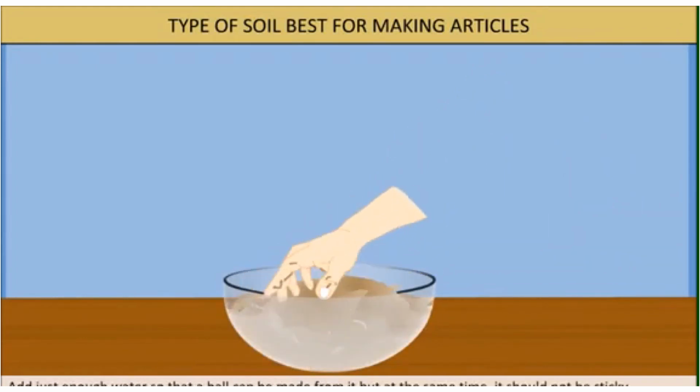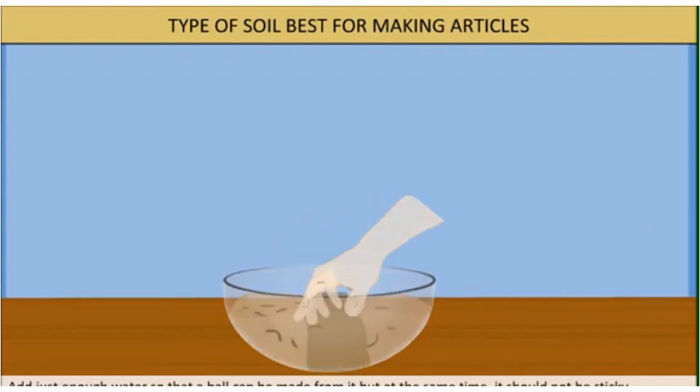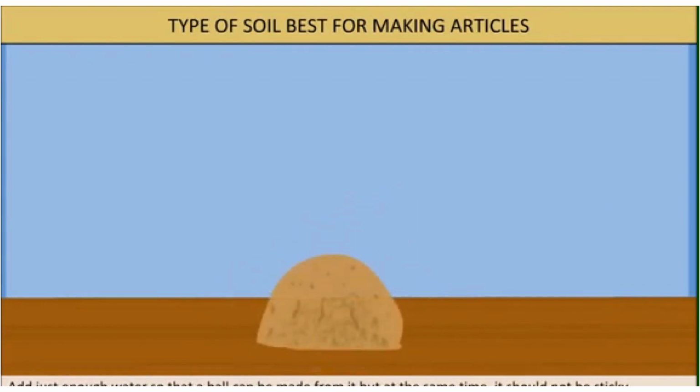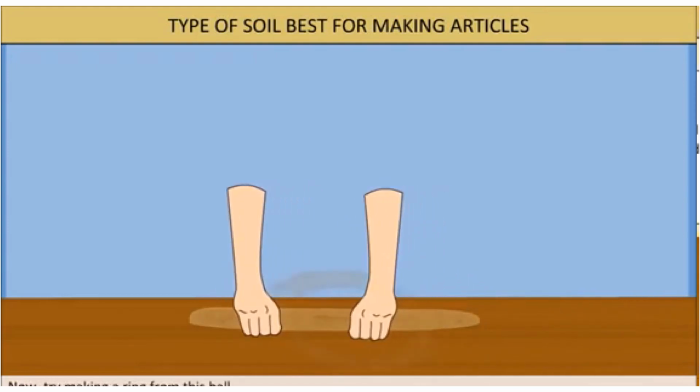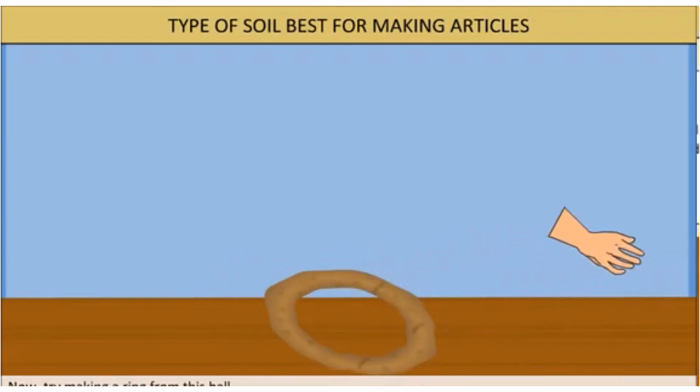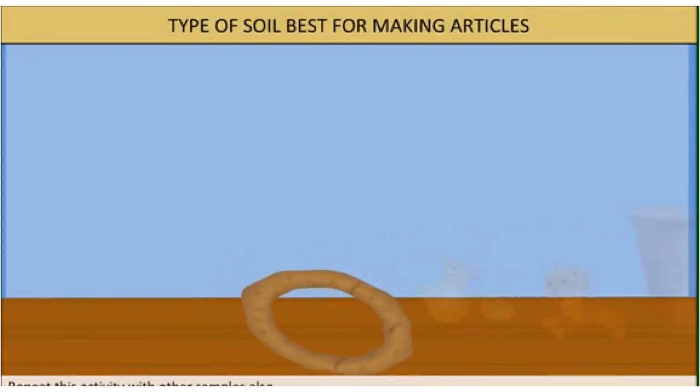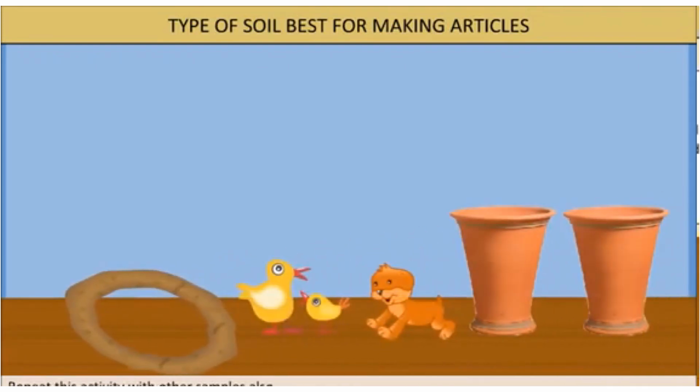Add just enough water so that a ball can be made from it, but at the same time it should not be sticky. Make a ball from this soil. Now try making a ring from this ball. Repeat this activity with the other samples also. From this activity you will find that only clay soil is suitable for making toys and pots.